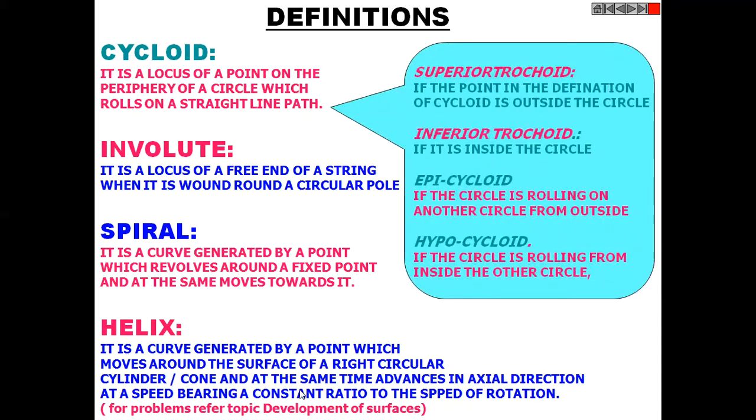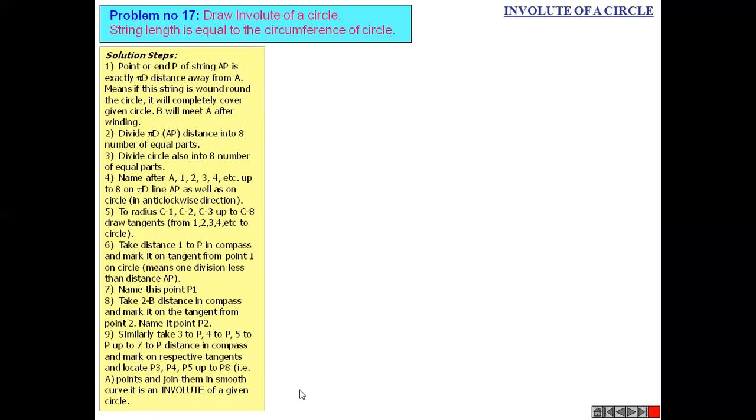Now we'll go for the first curve, involute of a circle. The question will be like this: draw involute of a circle, string length is equal to the circumference of the circle. Now for this, first of all, we need to draw a circle of given diameter. Then we need to divide this in 8 equal parts.